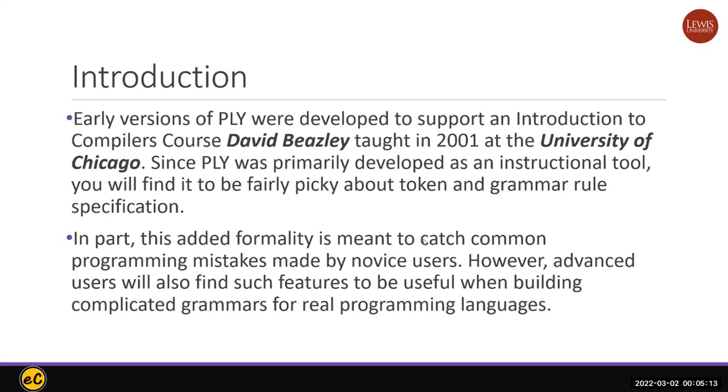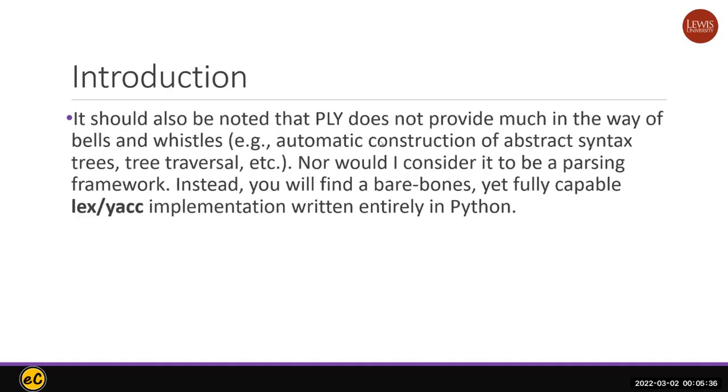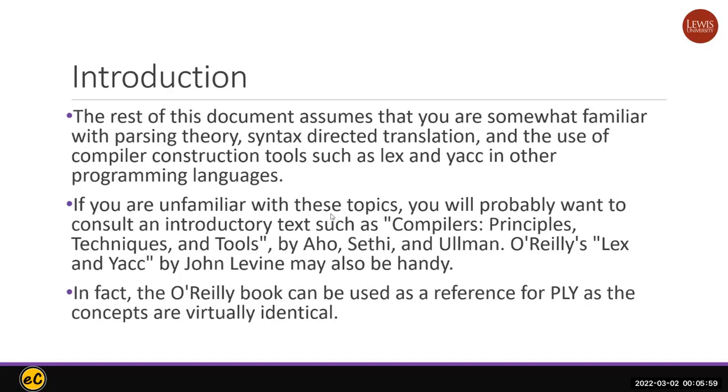So I would say the PLY tool is a good prototyping tool before you really use C++ to build a full-blown compiler for a certain new language. PLY is a good tool to help you experiment with compilation in the Python domain. It should also be noted that PLY does not provide much in the way of bells and whistles for the basic construction of the tree, nor would I consider it a parsing framework. It's basically just a module, and you can use it to create a compiler in a very short time.